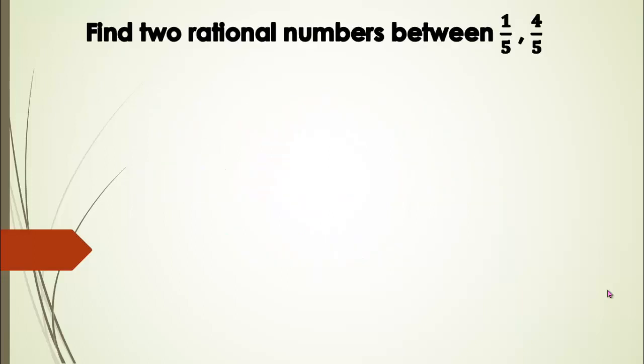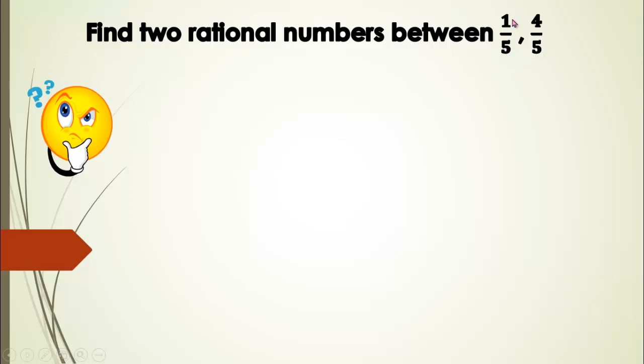Find two rational numbers between 1 over 5 and 4 over 5. How can I find a rational number between two given rational numbers? Simply, we can look at our numerator and our denominator. If we have the same numerator or the same denominator, in this question, I have the same denominator.